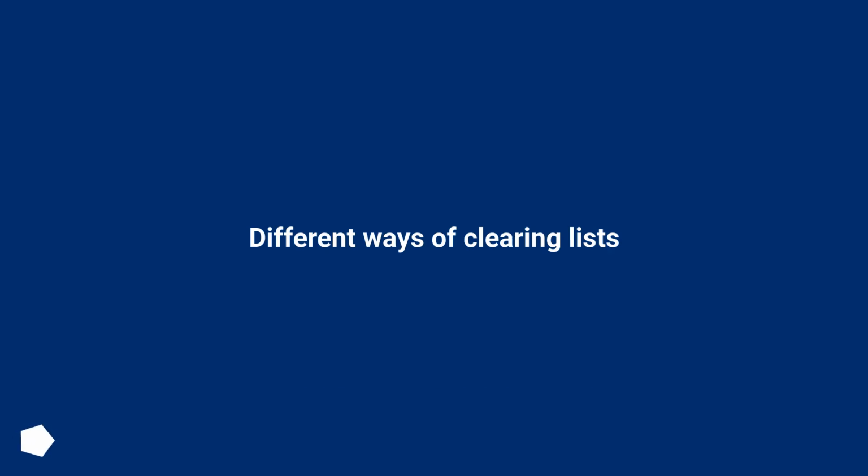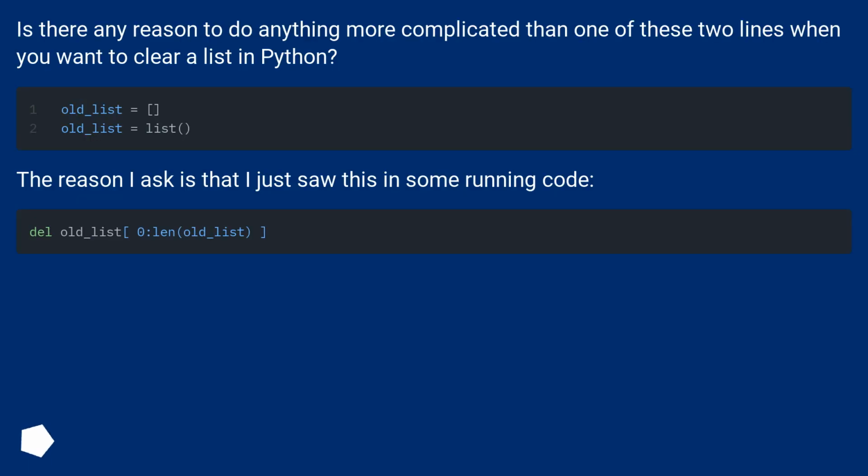Different ways of clearing lists. Is there any reason to do anything more complicated than one of these two lines when you want to clear a list in Python? The reason I ask is that I just saw this in some running code.